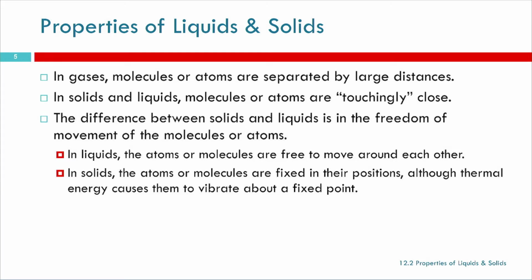In solids and liquids, the molecules or atoms are touchingly close, so they're all very, very close to each other, especially relative to gases. The difference between solids and liquids is in the freedom of movement of the molecules or atoms. In liquids, and we talked about this, I think in the first week, the atoms or molecules are free to move around each other, but they're still within touching distance. In solids, the atoms or molecules are in fixed positions, although thermal energy causes them to vibrate about a fixed point. So they have their spot and they have their place, but they vibrate inside of that area.